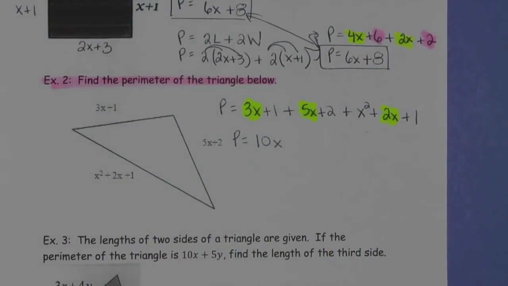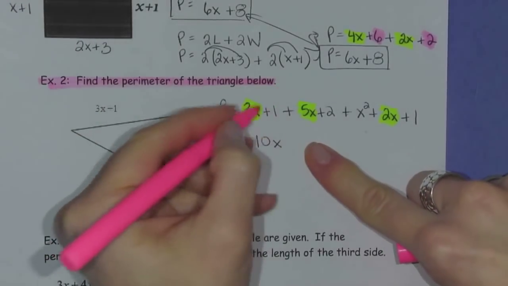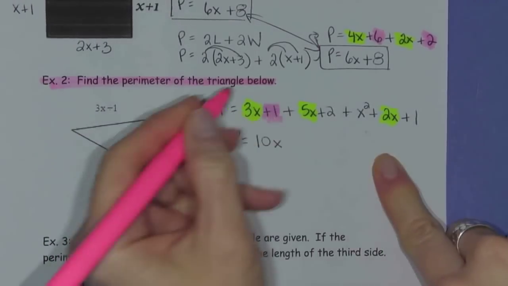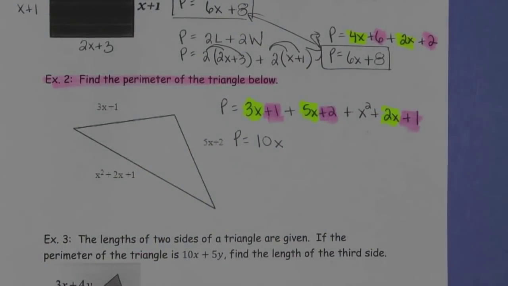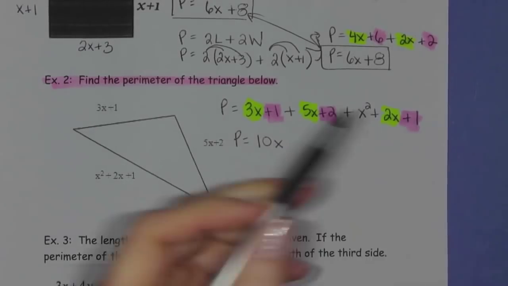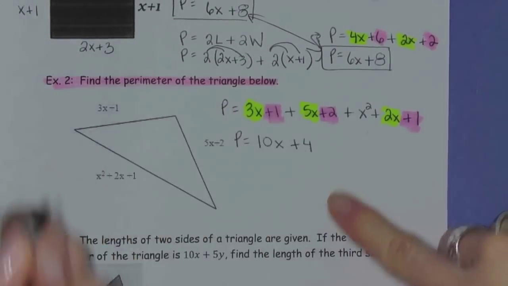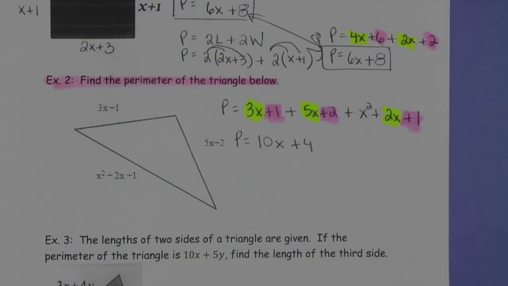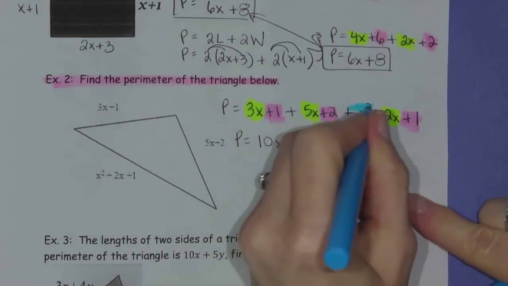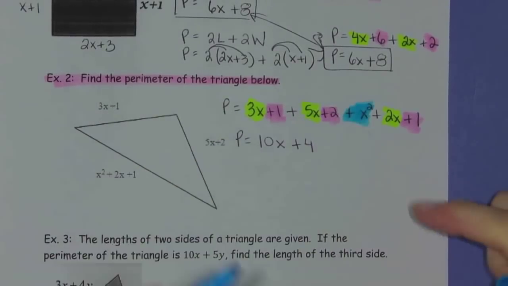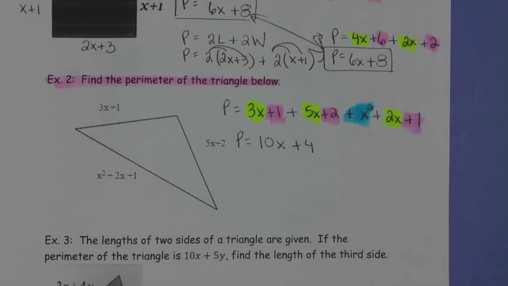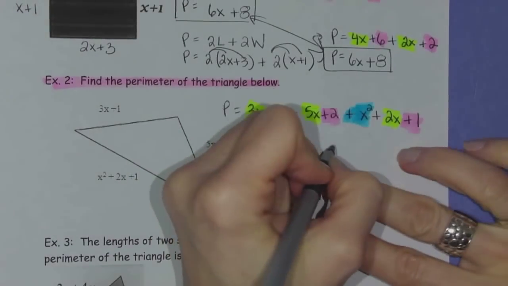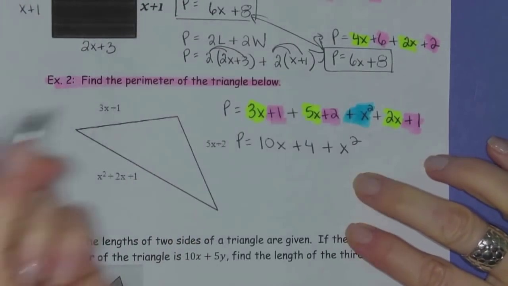Then I've got my numbers with no variable attached, like this 1, and this 2, and this 1. So when I add 1 to 2, I get 3. 3 plus 1 is 4. And finally, if I grab a third color here, I've got this lone wolf, this x squared term. There is no one quite like that term because of the squaring. And so we just bring him along down for the ride here, plus x squared.